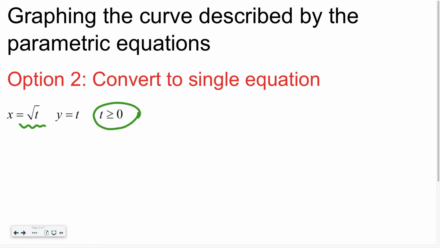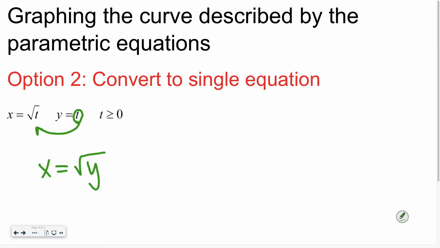So, in order to convert to a single equation, you need to solve for t and plug it back into the other one. Which t would you like to solve for? t equals y. Oh, y equals t. Okay, so here we know what t equals. We can hop over here. x equals the square root of y. Or we can write y equals x squared, where x is greater than or equal to 0.